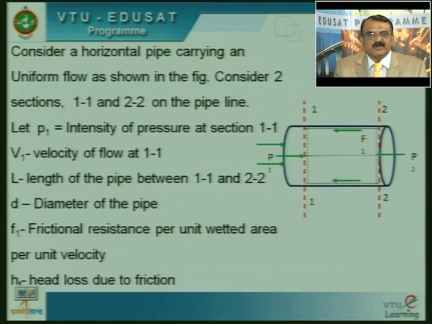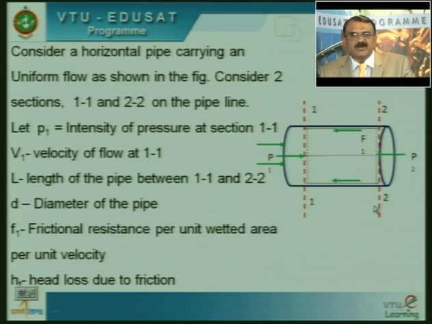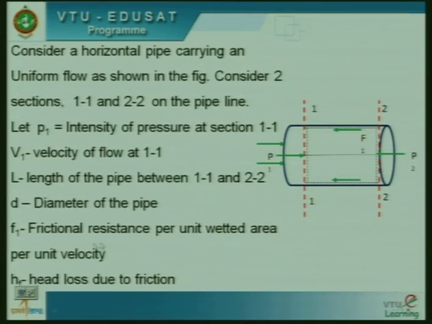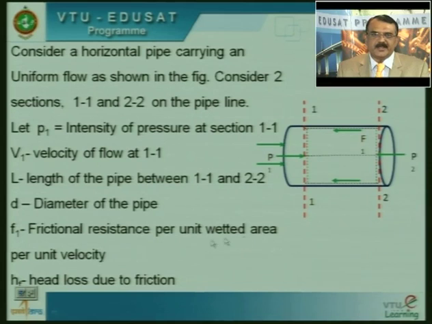So, P1 is the intensity of pressure at section 1-1. Similarly, at section 1-1 the velocity of flow is given by V1. L is the length of the pipe between 1-1 and 2-2. We define the diameter of the pipe as D, and for the first time we introduce what is known as the frictional resistance per unit wetted area per unit velocity. Remember, right now we are talking about the frictional loss. All along the perimeter with which the fluid is in contact, there is a resistance. That is what I mentioned here. I represent this as F1. So, F1 is equal to frictional resistance per unit wetted area per unit velocity.